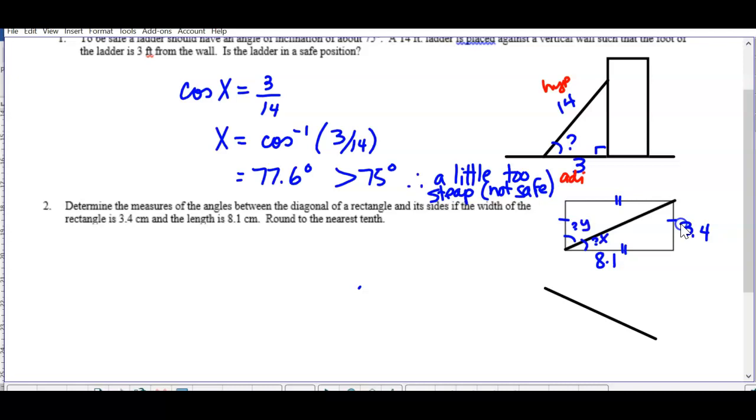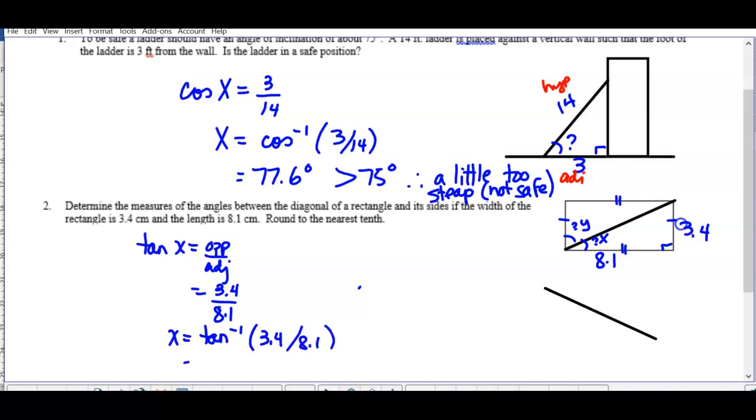So notice in X, this is a rectangle, so this will be 90 degrees. So we have the opposite side and the adjacent to X. So that's tan. So tan of X is opposite over adjacent, and that is 3.4 over 8.1. I'm not going to find the decimal form because I really want the angle. So remember that's tan inverse of 3.4 over 8.1.